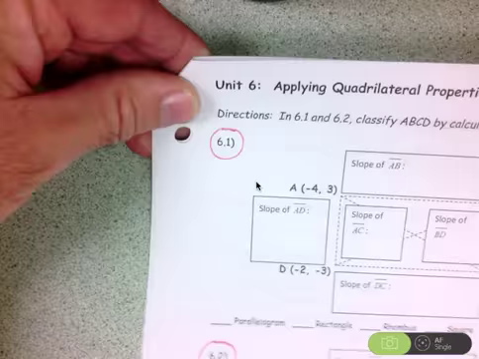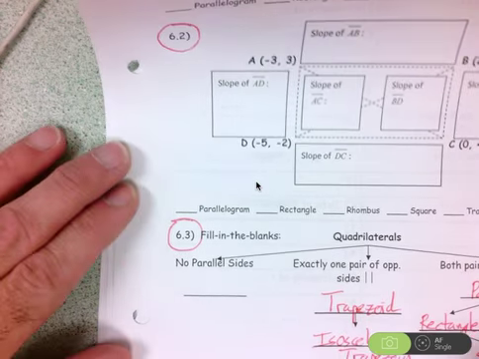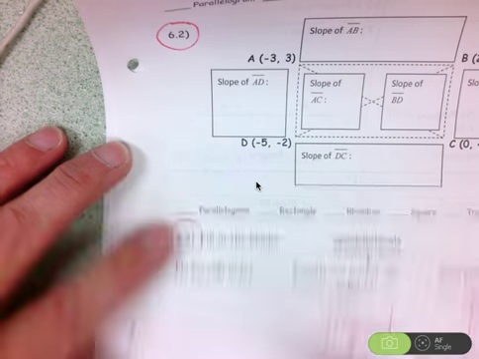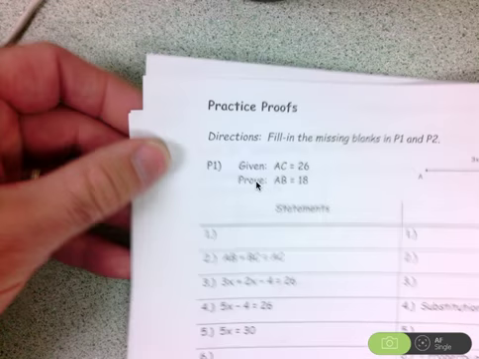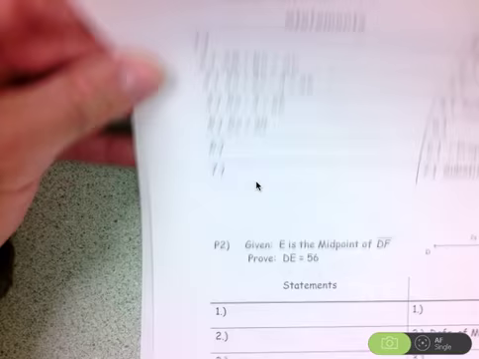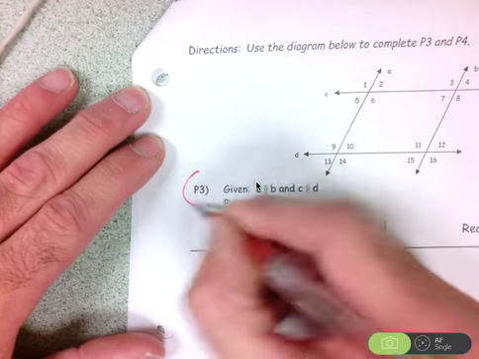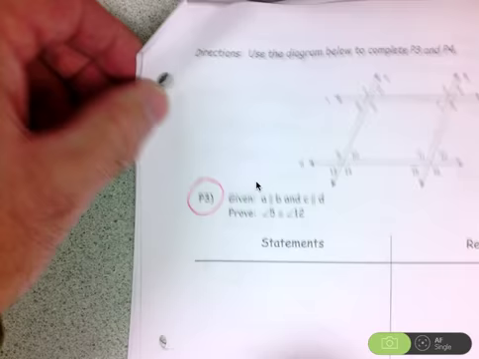I want you to try 6.1, 6.2, and then we've basically done 6.3. We'll finish it tomorrow. So if you turn the page, you'll see the practice proofs. For tomorrow, I don't want you to worry about doing proof number 1, P1, and P2. The ones that I want you to try are review proofs. They are proof 3 and proof 4.